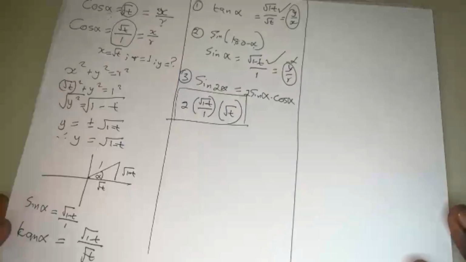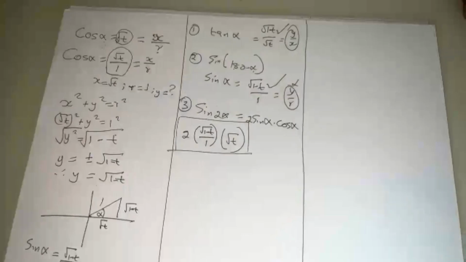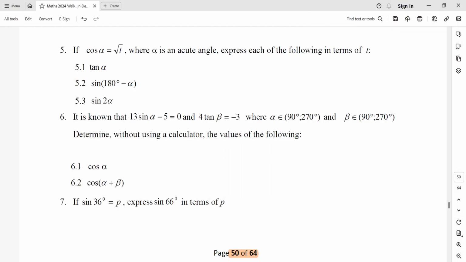Before, you might say, hey, I've been making mistakes, not understanding. So now here we are, we simplify everything. The last question, question 6. We are given 2 angles, and in this case, we break it out. It is known that 13 sine alpha minus 5 is equal to 0.